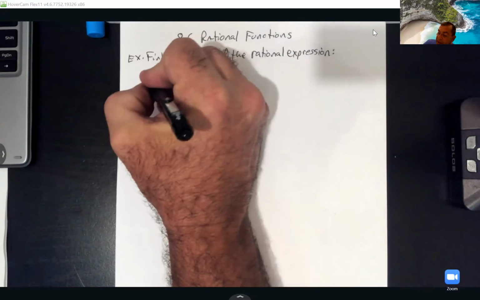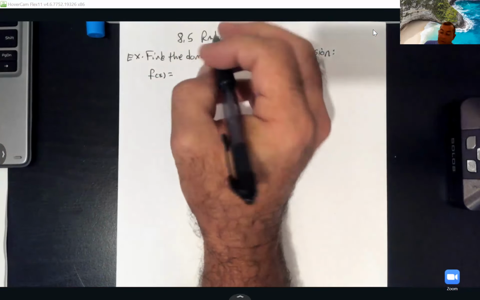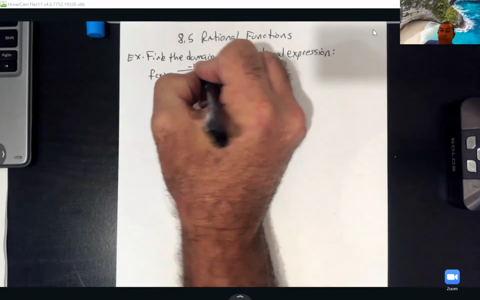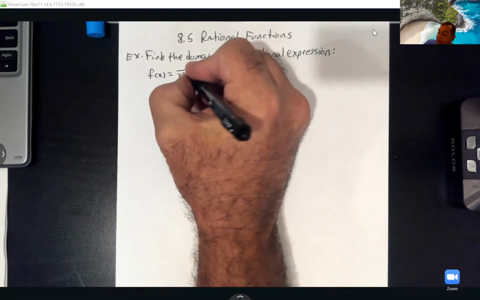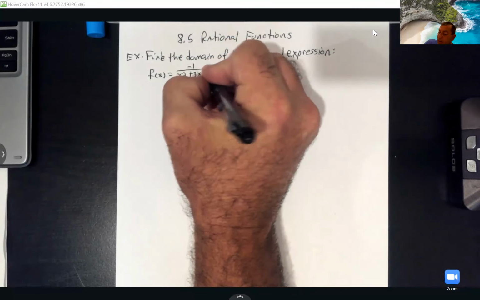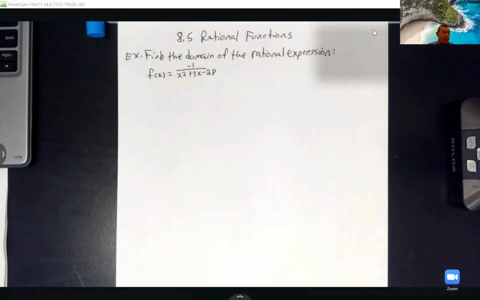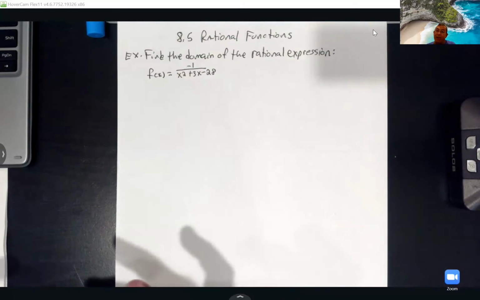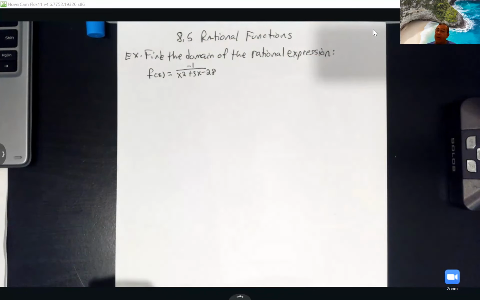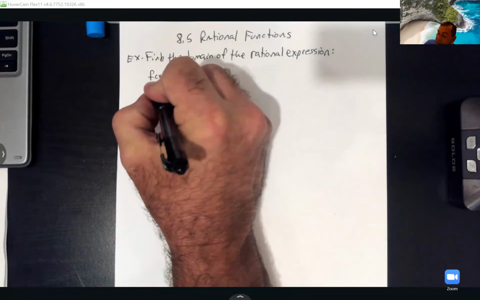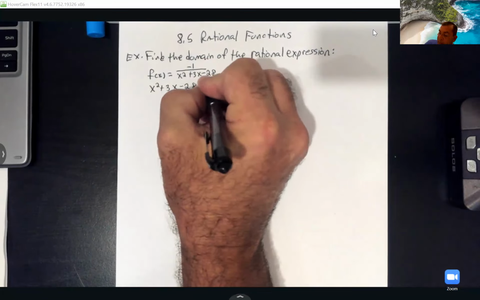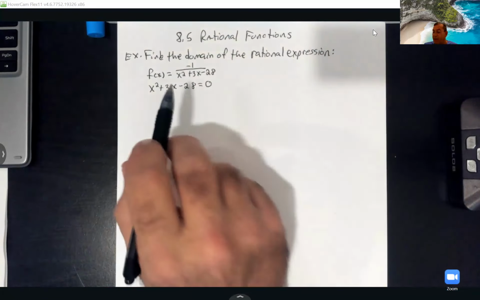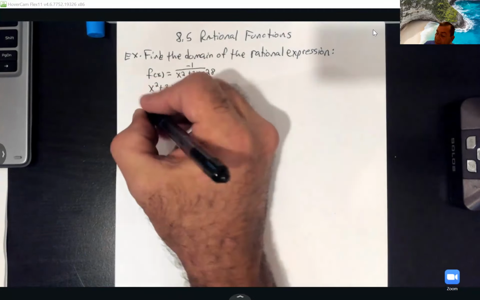So I have f of x equals -1 divided by x squared plus 3x minus 28. Alrighty, so remember on domain, all I'm worried about are numbers that make it undefined, and that's going to deal with that denominator. So set our denominator equal to 0. And then we need to solve this. So this one I'm going to factor to solve.